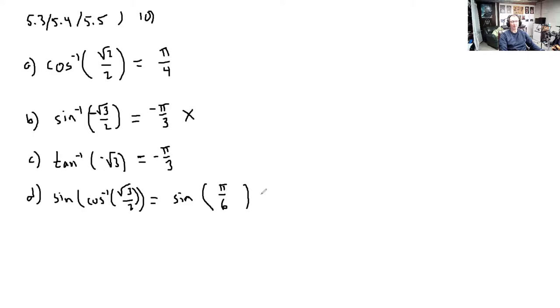What's the sine of pi over 6? That's 1/2. These are things that I've asked you to memorize, so there you go. If you don't have it memorized, go back to the unit circle. Sort that out. Go back to the table we made in section 5.2.